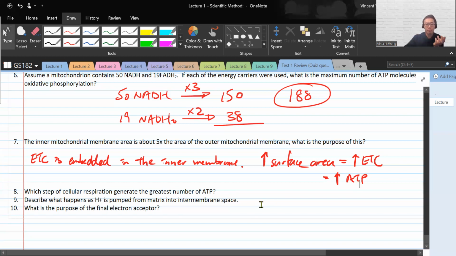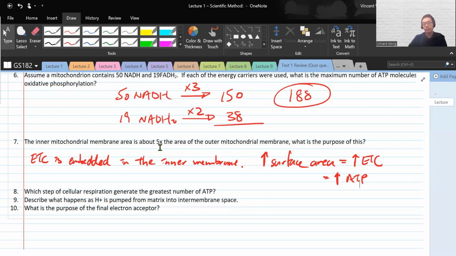So that's why you have a big surface area for the inner membrane. There's no ETC in the outer membrane. I don't need more area for the outer membrane. Nothing's going on there.